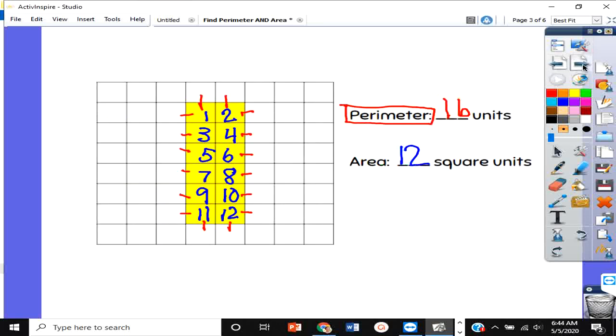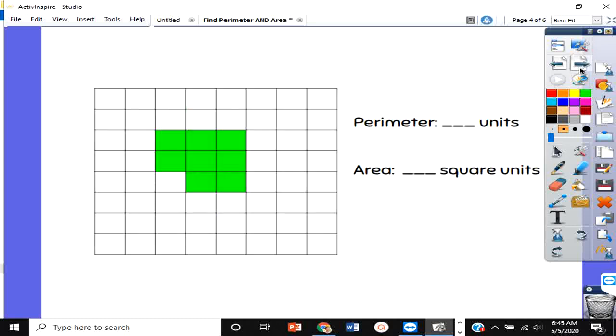So shapes could have the same perimeter. They could have different areas or they can have the same areas. It just depends on the measurements on the outside and the measurements on the inside. So even though they look different, they could possibly have the same measures. Let's take a look at another one.